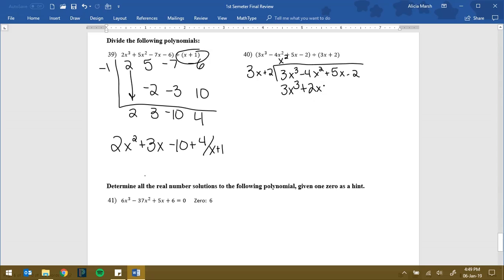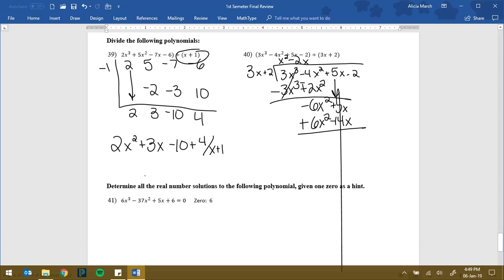So this is 3x cubed plus 2x squared. Now I do need to change my sign, so change and change. This is negative 6x squared. Drop the 5x. Negative 2x times 3x would give me negative 6x squared. Negative 4x. Change your signs. Cancel off. I'm left with 9x, and I have to drop a negative 2 now.